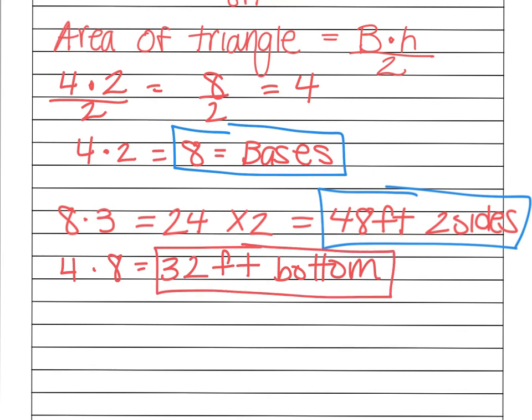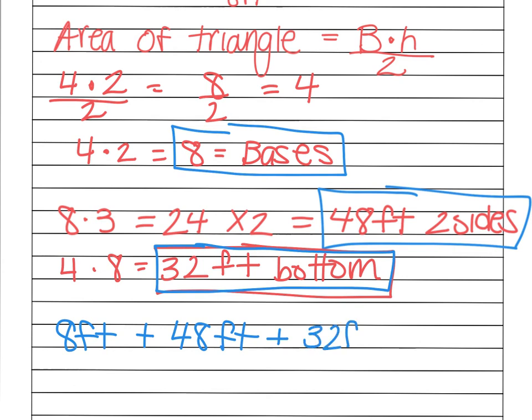So now we can go ahead and add these all together. So the two bases together were 8 feet plus 48 feet for the two sides. And then the very bottom, where if you want to look at it as a tent, where it sat on the ground, was 32 feet. And so when you add all of those together, you get 88 feet squared. And that is your final answer.